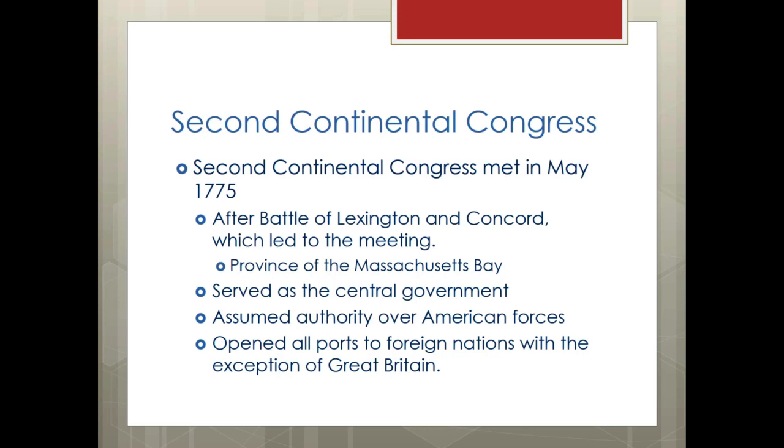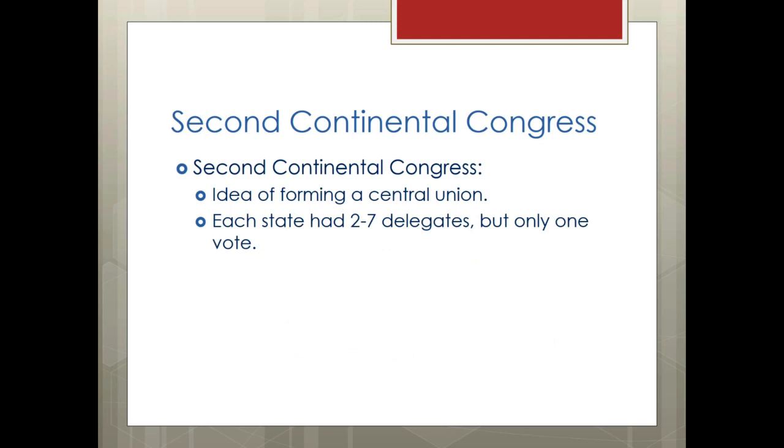After the war began, the colonists began to realize that they needed some type of central government to assume authority over the American forces and to open up all their ports to foreign nations so they could do trade with these nations, with the exception of Great Britain. So the Second Continental Congress was formed. Each state had 2 to 7 delegates, but each state only had 1 vote. The colonists ceased to call themselves colonies, but states, and so that's why I make reference now to each state rather than to colonies.